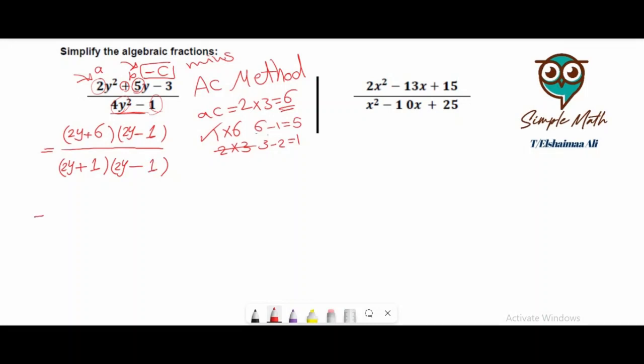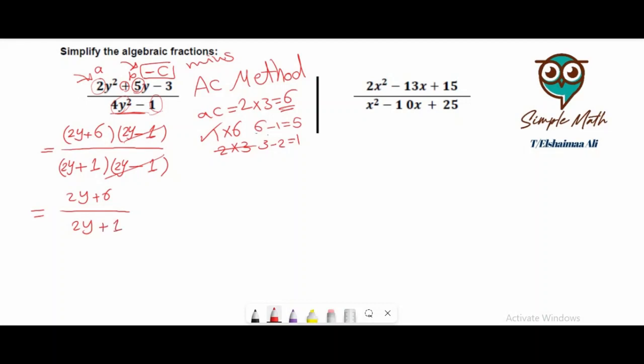Okay, you can see that we have 2y minus 1 up, and we have also 2y minus 1 down, so we can cancel them together. Okay, so the rest will be what? The rest will be 2y plus 6 over 2y plus 1.